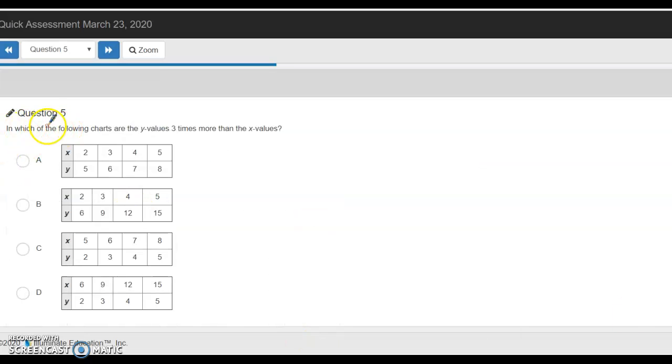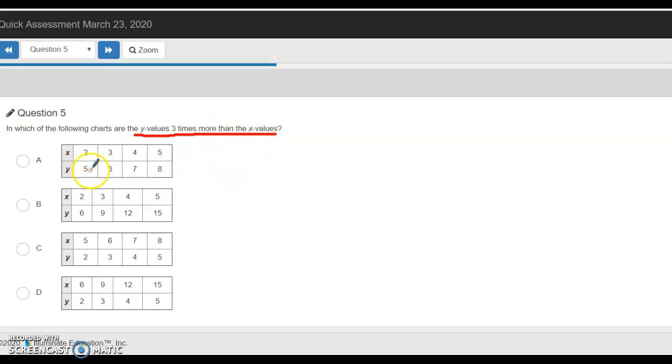Hey guys, we're going to be on number 5. In this one, it says, in which of the following charts are the y values 3 times more than the x values? So what I need to do is look at the y values and see which chart shows the y values 3 times more than the x values.